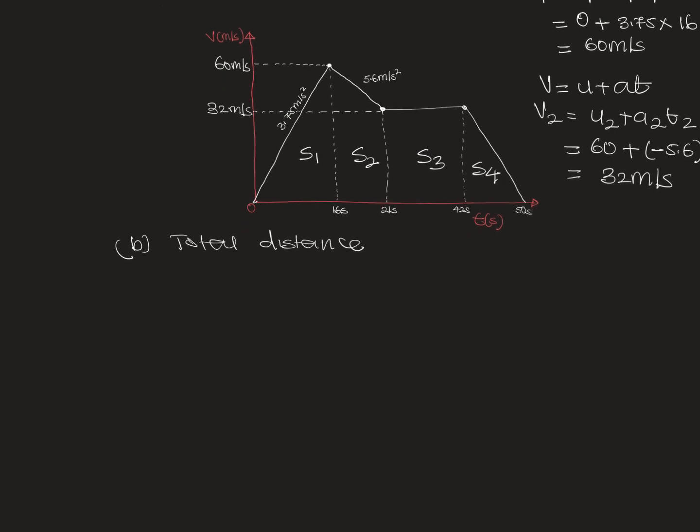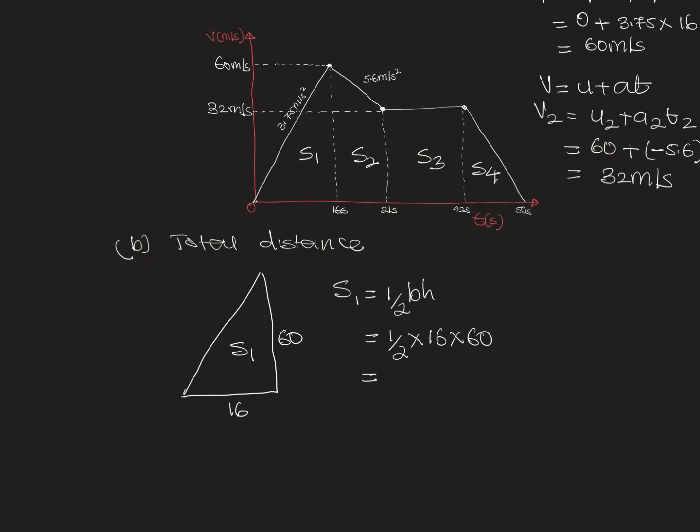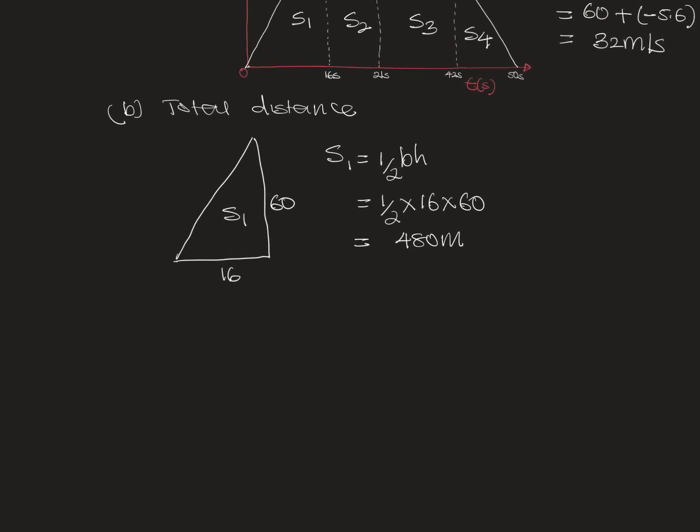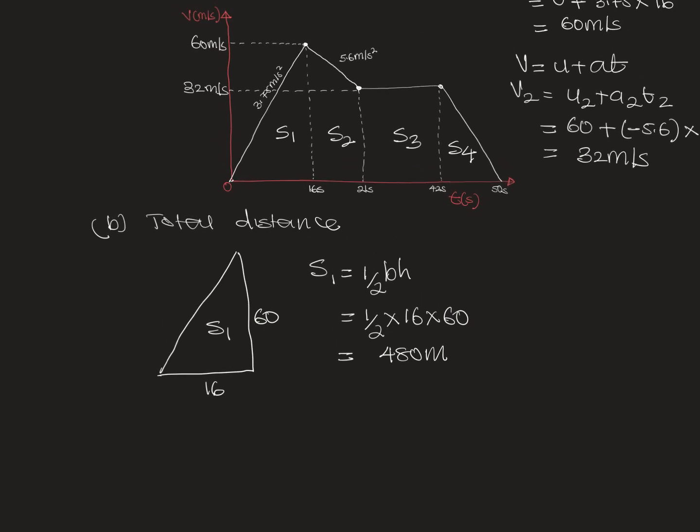So if you look at the first event, we have 16, we have 60 for S1. This looks like a triangle. The area of a triangle, which is what will give us the distance, is half base times height. What is the base? The base is 16. What is the height? It is 60. And that will give 480 meters. Okay, so we'll move on to find S2.